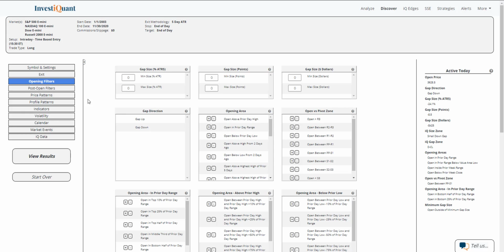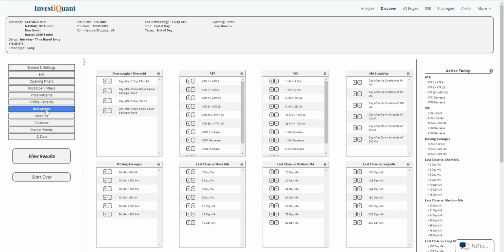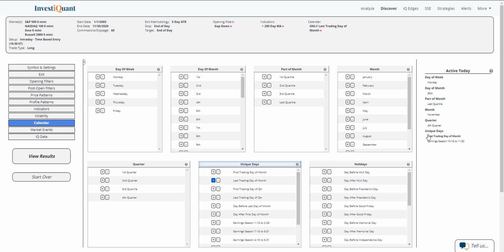The opening filter I'm going to use is gap down. Then I'm going into the indicator section and saying that we are above a 200-day simple moving average. I'm just going to use the 200 because I do want to keep as many samples as possible. With the calendar filter of the last trading day of the month, we're only going to have one day a month that this can happen, and I've got a gap down with it. Adding the 10-day moving average like I normally would doesn't make a big difference, so I'm going to leave it out, and we'll look at this pattern of gapping down when above the 200-day moving average on the last trading day of the month. Let me hit view results.